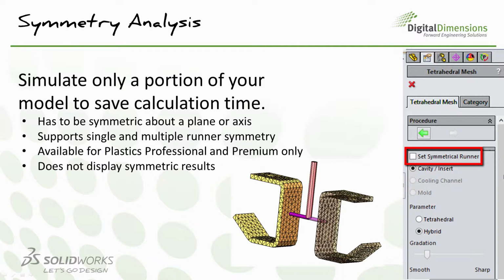The next topic is symmetry analysis with SolidWorks Plastics. Now we're always trying to save calculation time, and when your model is symmetric or cyclic symmetric, you have the opportunity now to set symmetrical runners. Now this functionality is only available for tetrahedral meshes only, and it's available for SolidWorks Plastics Professional and Premium only. On the screen are some additional bullet points to take into consideration as well.